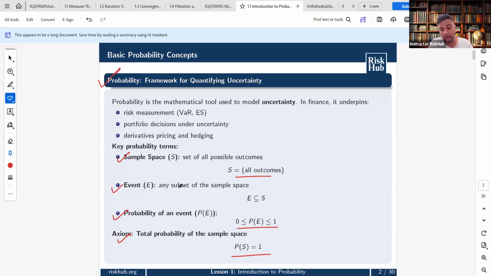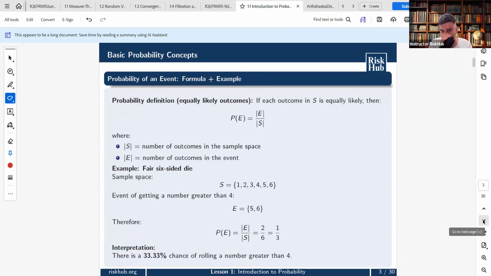Very, very important to understand when you are trying to master it. Okay. All right. With this, we move into the next part, where we have to understand probability of an event. We have been given a formula, and we have a particular example. When you talk about the probability definition, here we are talking about equally likely outcomes.